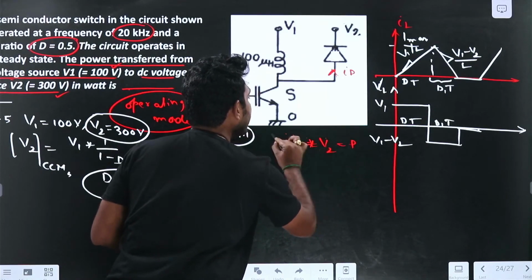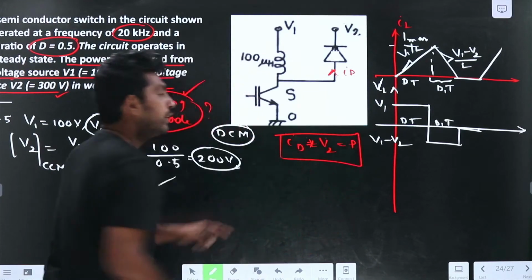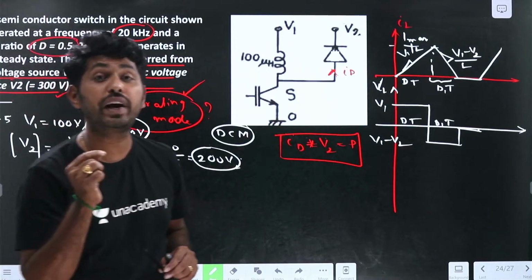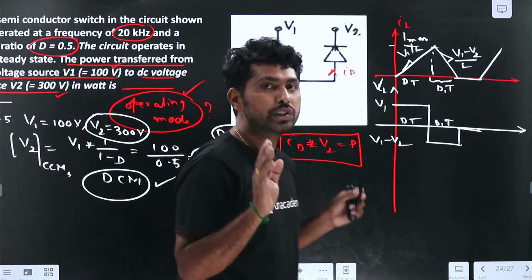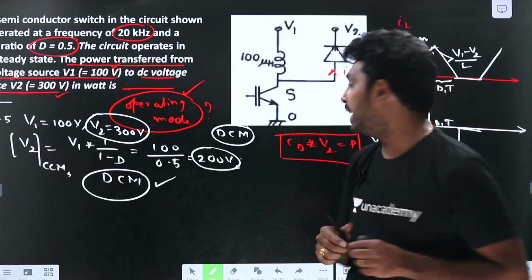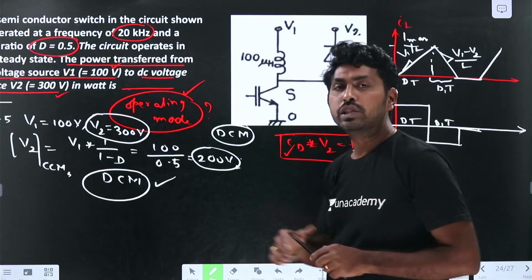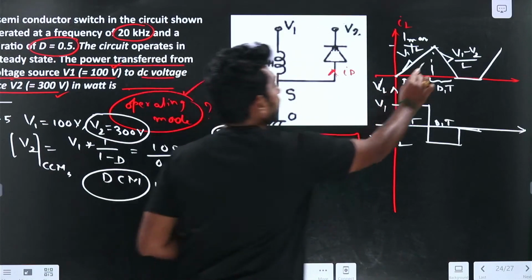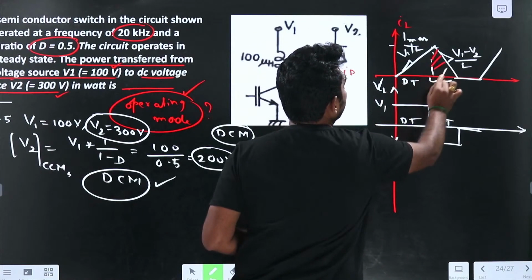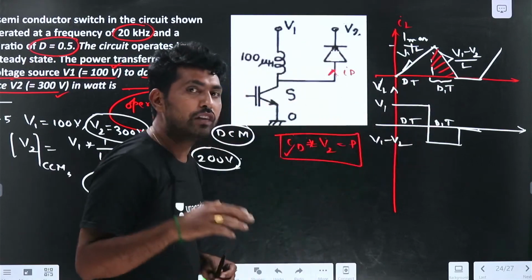We need to find the ID value. So we know the V2 value. How can I find the ID value? ID current will conduct for only this period. This diode will conduct for this period. So how can I find the ID value?